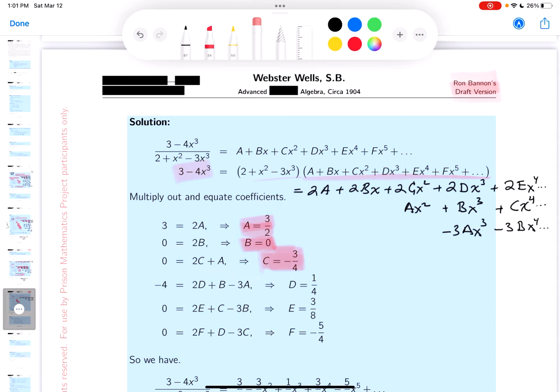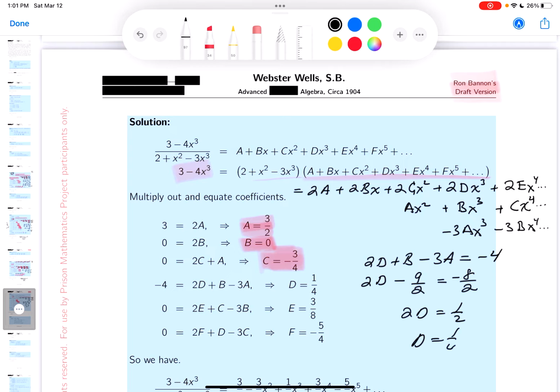Let's go to the cubes. All right, what do you got? You have 2d plus b minus 3a has to be equal to minus 4. Well, I don't know d. b is 0, and a is going to be 3 halves. All right, let's write that down. That's going to be minus 9 halves equals, I'm going to write this as minus 8 halves. 2d is 1 half, or d is 1/4. Let me show you where that's written, right over here. All right, get my eraser out. Kind of done with that.